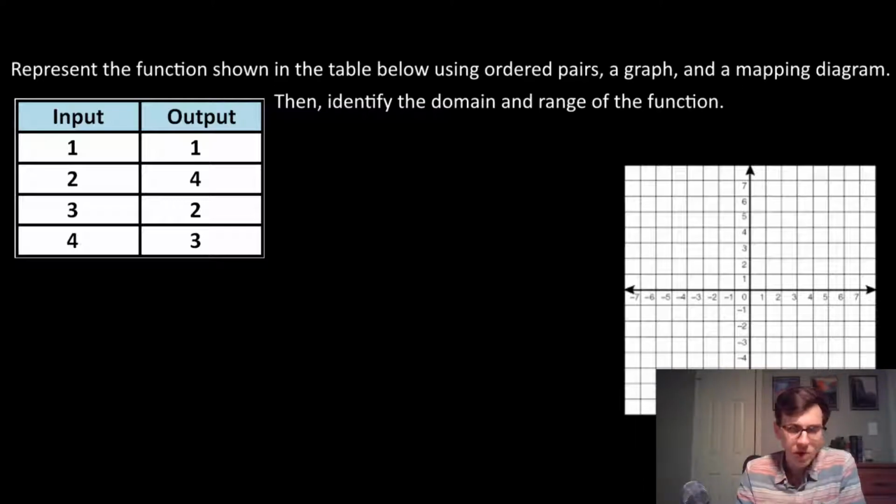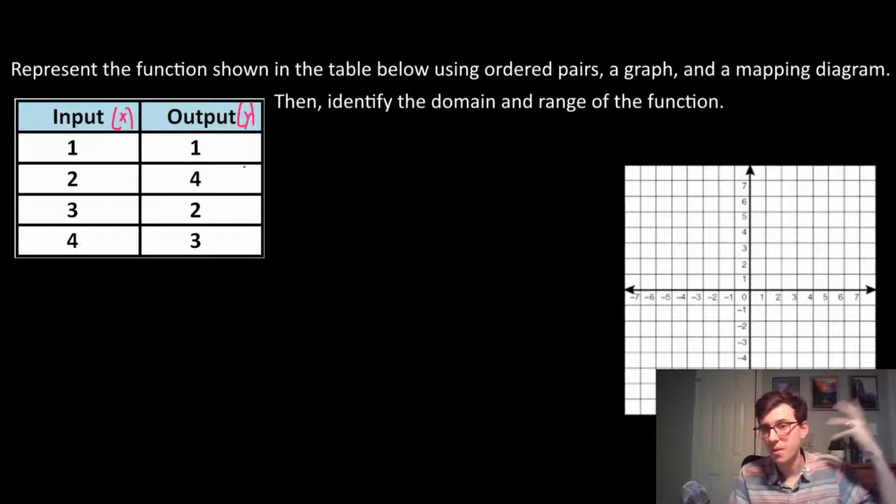My inputs and my outputs, right? A lot of times we'll call that X and Y. So maybe it might be useful to write that at the get-go. And you might even be thinking about the domain and range already, but we'll get to that at the end. So using ordered pairs.